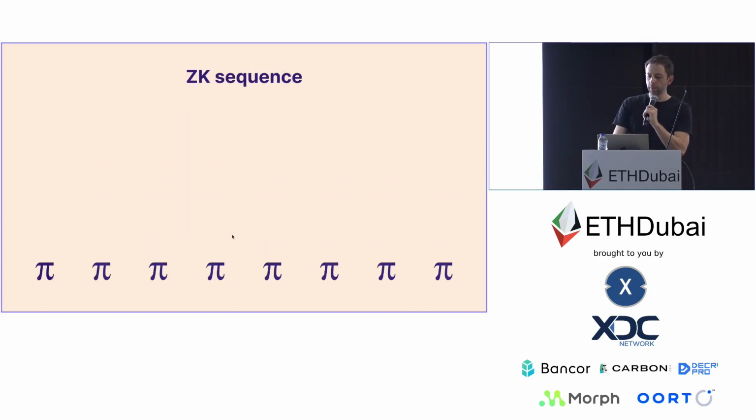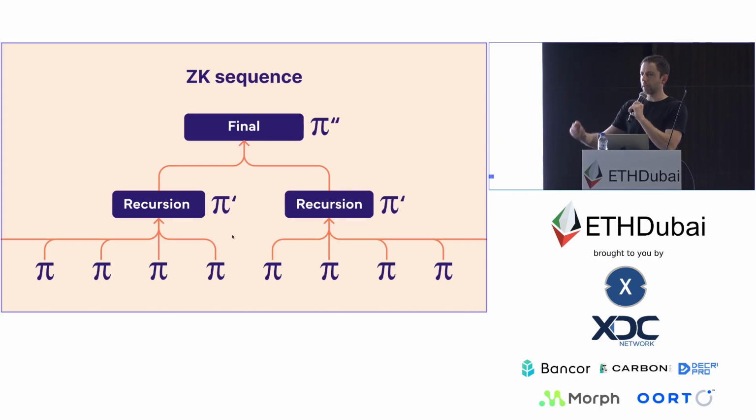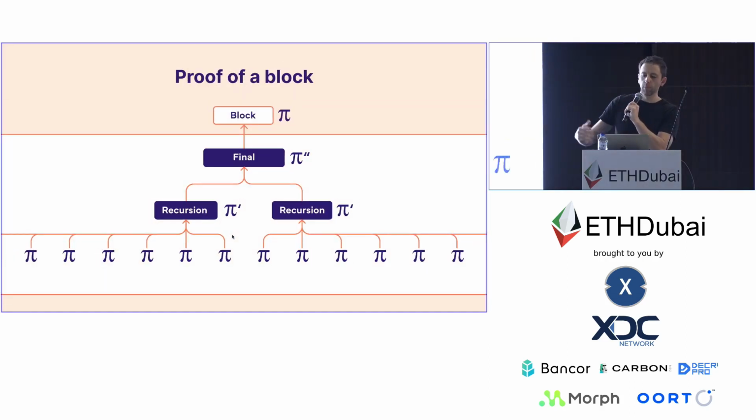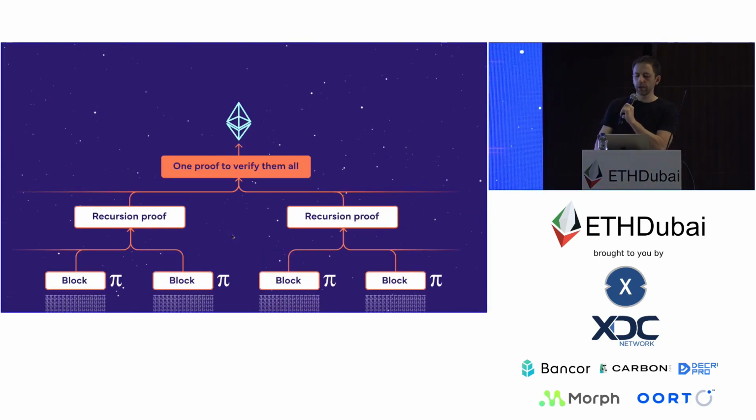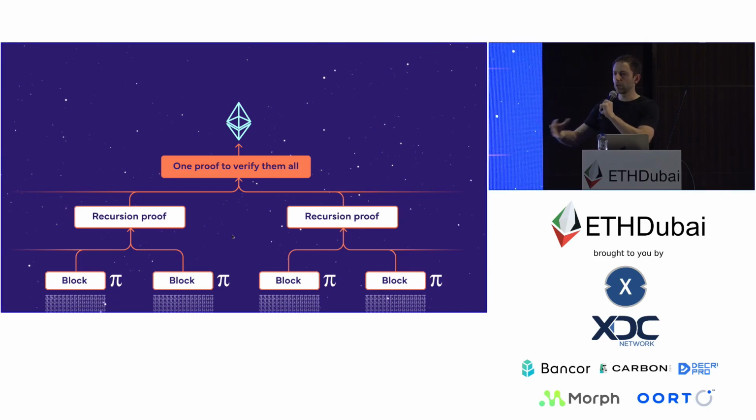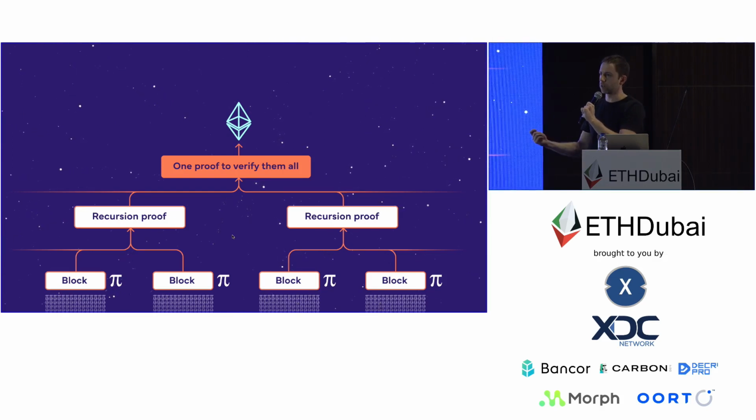Then we can take proofs of all of these transactions and generate a proof that verifies multiple proofs together, which is quite a simple thing, because verifying the proof is also computation. Then you can repeat this process. You can take the proofs of proofs and generate a proof of them. And you can repeat it more until you get the single proof of a block. And then you can repeat it further for multiple blocks, until you combine it into a single succinct proof that verifies all of the blocks of all the rollups that settle on Ethereum.